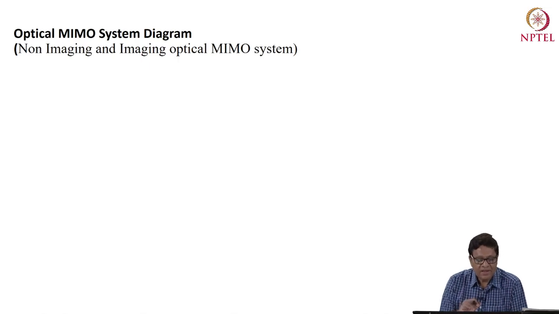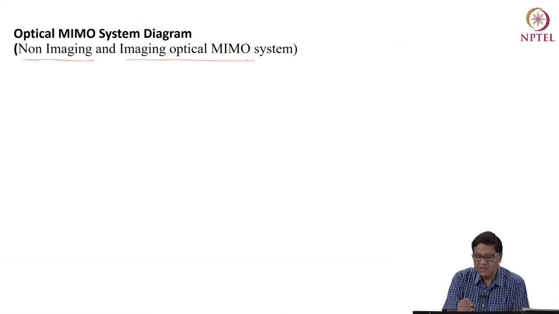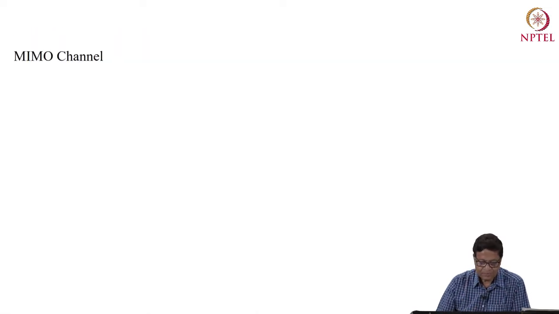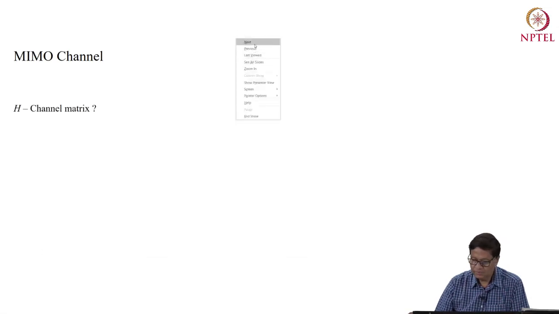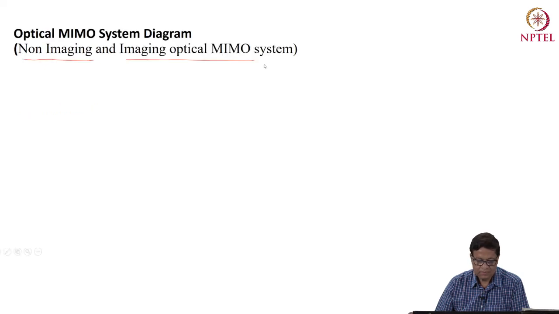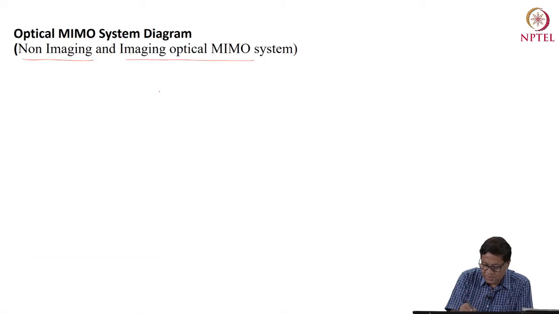So now we will study or try to find out the channel for a MIMO system. There are two types of optical MIMO system. One is non-imaging, and the second one is imaging optical MIMO system. So first let us start with non-imaging. Non-imaging system, suppose let me make a room here.